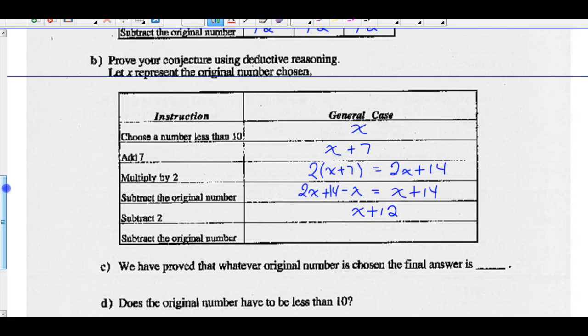And now we subtract the original number. Well, x plus 12, we take x away from that. We always end up with 12. It doesn't matter what that number x is. All right? So we've proved that whatever the original number we start with is chosen, the final answer will always be 12.